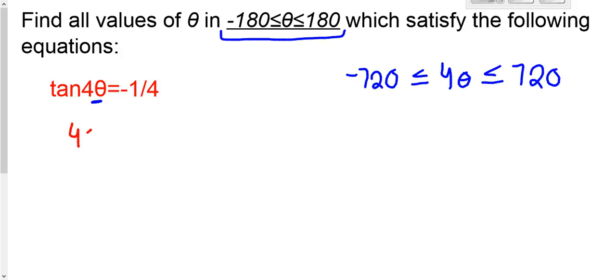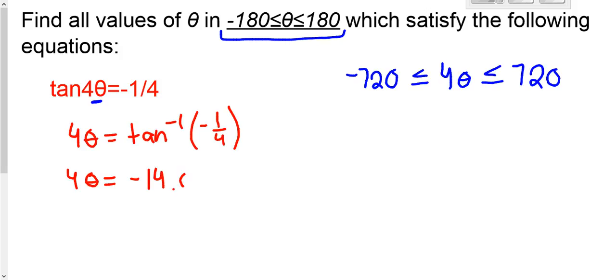So 4 theta is equal to the tangent inverse of negative 1/4, which when you put that in your calculator, you get 4 theta equals negative 14.036. That is in our interval. So we will use this as one of our answers.